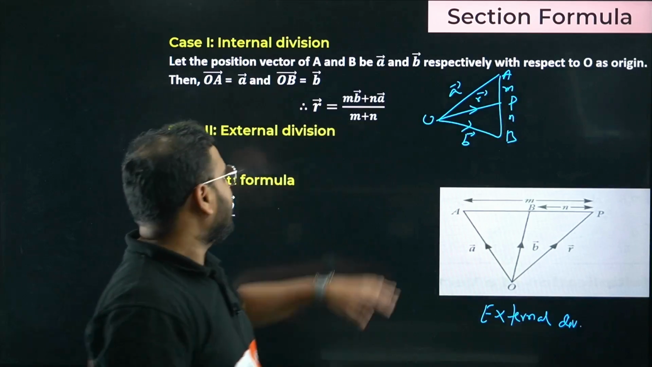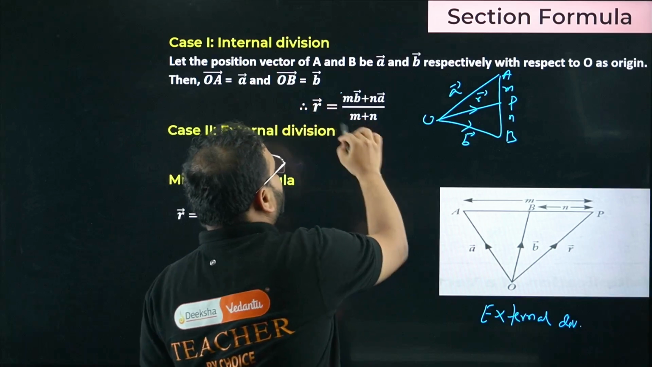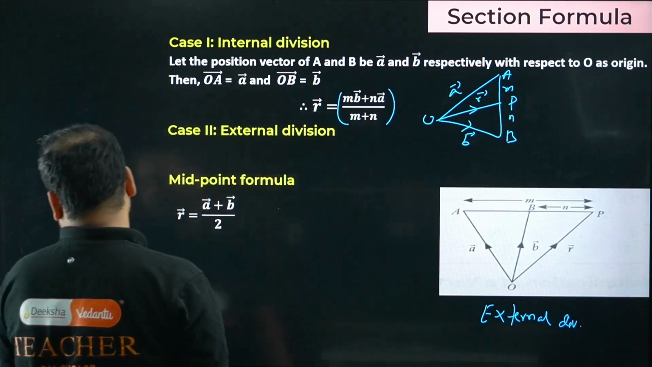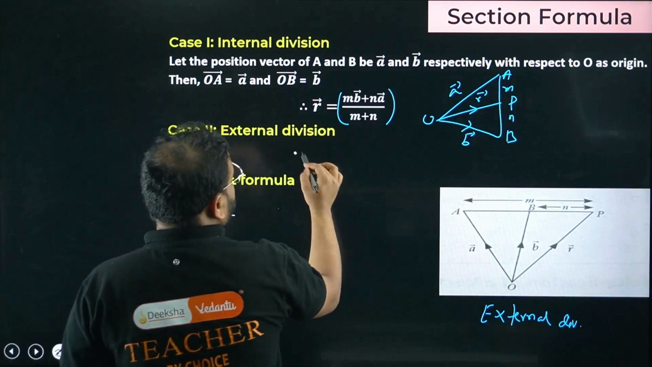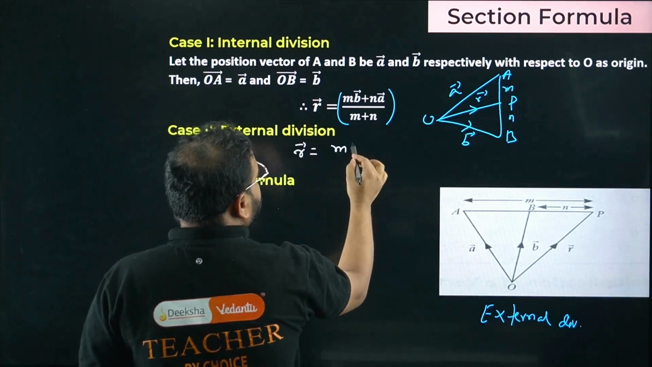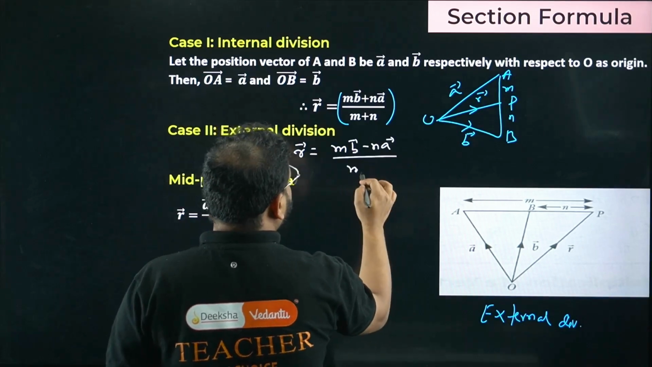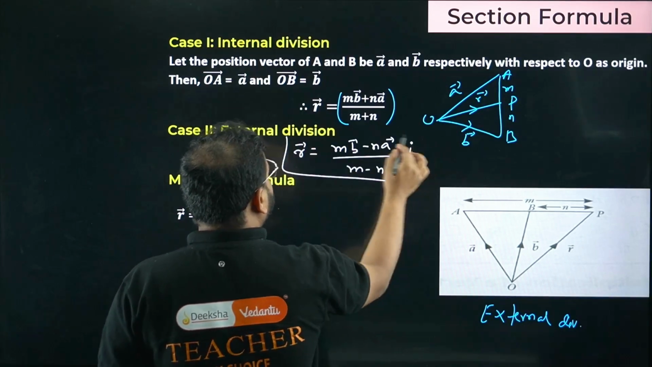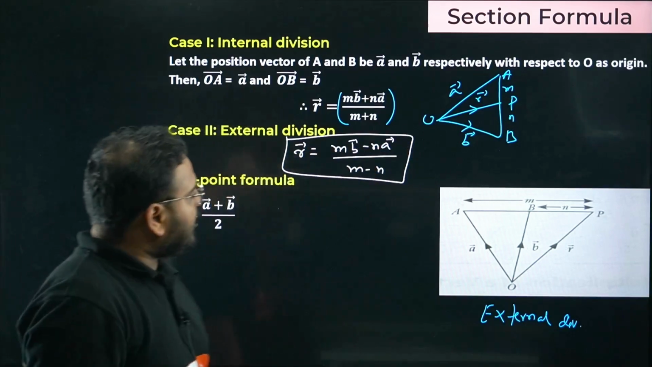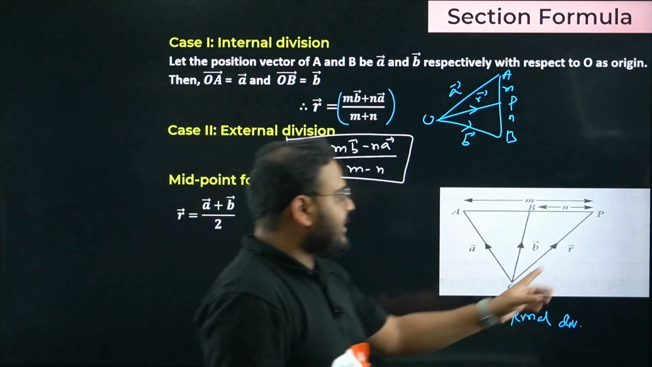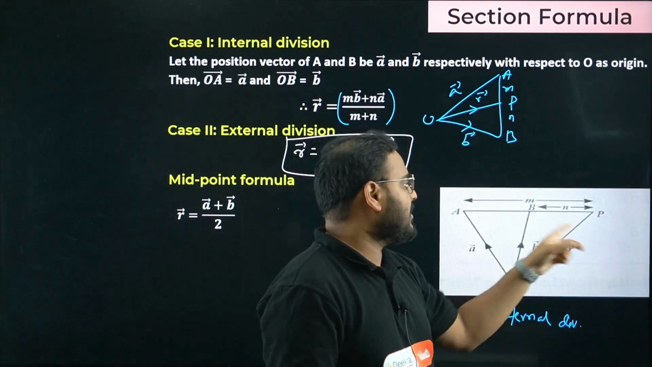This is a figure for internal division. The position vector is given by mB plus nA upon m plus n. Whereas in this case, please check, the vector R equals mB minus nA upon m minus n. Please check. Okay. This is the case where the point P is outside the segment, so division of AB is done externally. AP is to PB is again m to n.